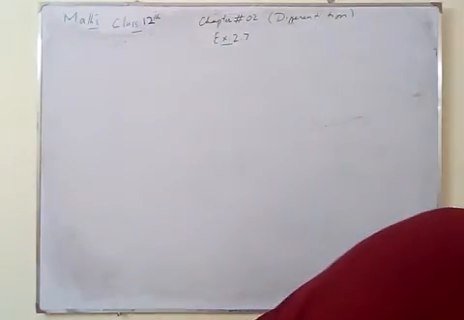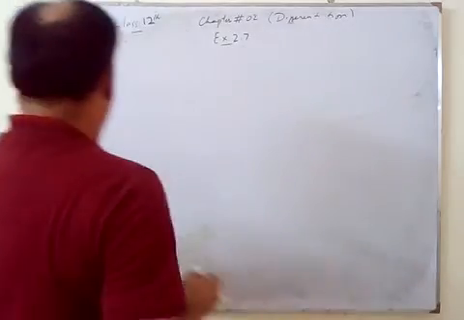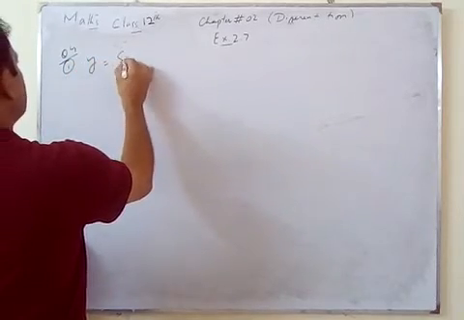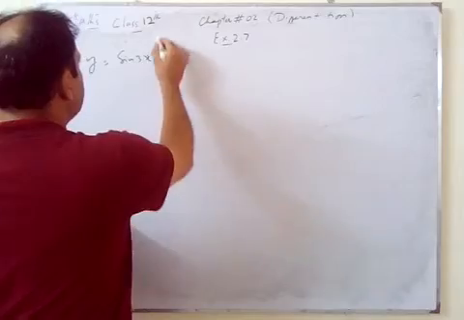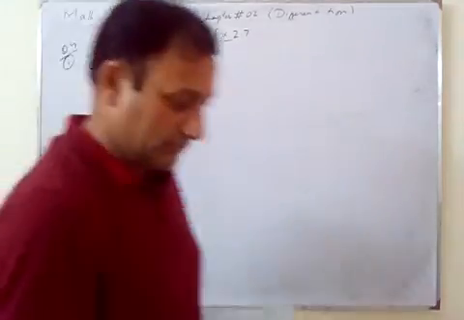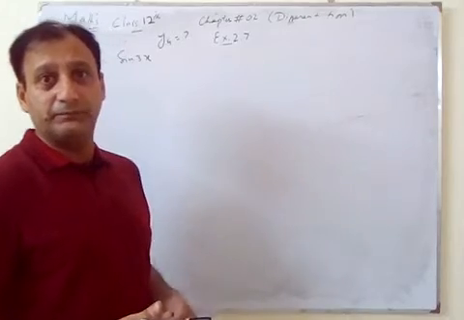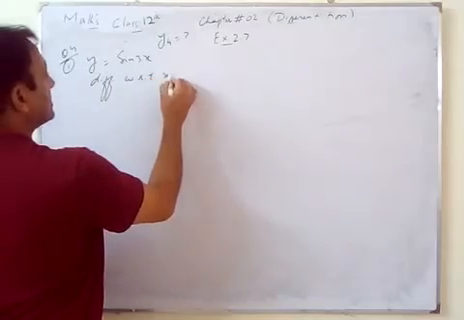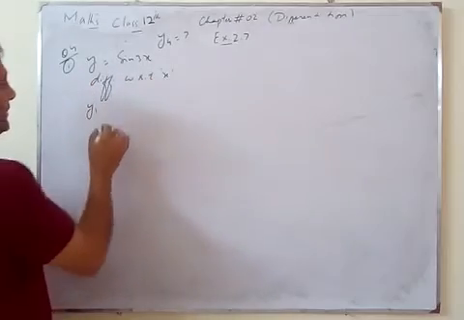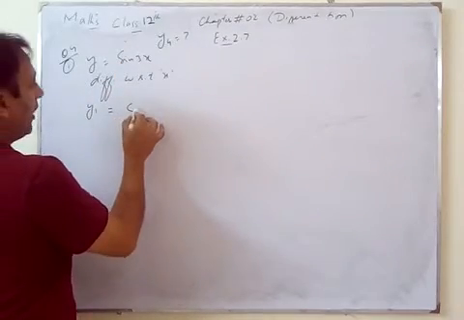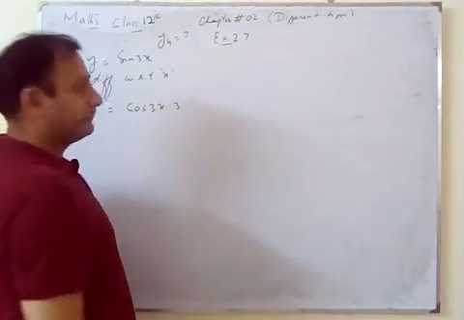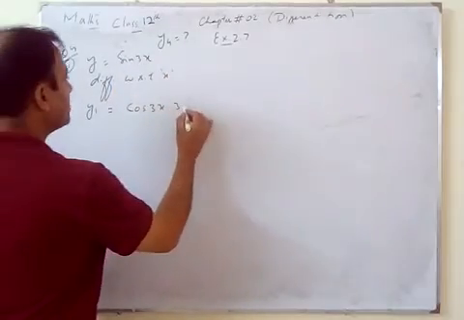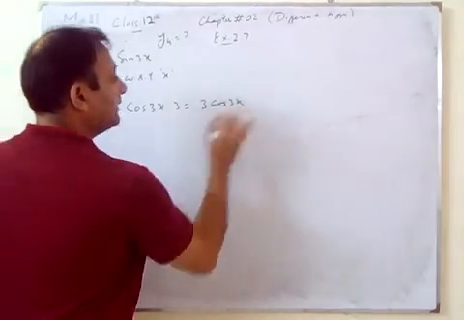Another question. Question number 4, part 1. y is equal to sine 3x. In this, he is saying find y4. It means the fourth derivative. So differentiate with respect to x. So y1 is equal to cos 3x into 3. The derivative of sine is cos and then the derivative of 3x is 3. So that is 3 cos 3x.